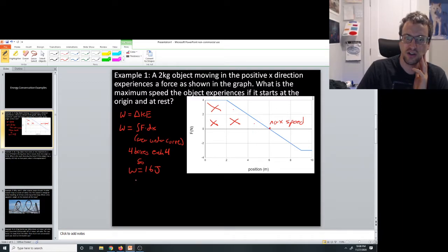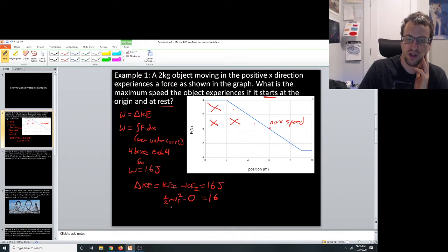That means the change in kinetic energy is also equal to 16 joules. So kinetic energy final minus kinetic energy initial equals 16 joules. Kinetic energy initial is 0, because we initially said it starts at rest. So I have 1/2 m v final squared equal to 16. This is 1/2 times 2. V final squared equals 16, and V final equals 4. And since that's the V final at 6 seconds, this is the maximum speed.